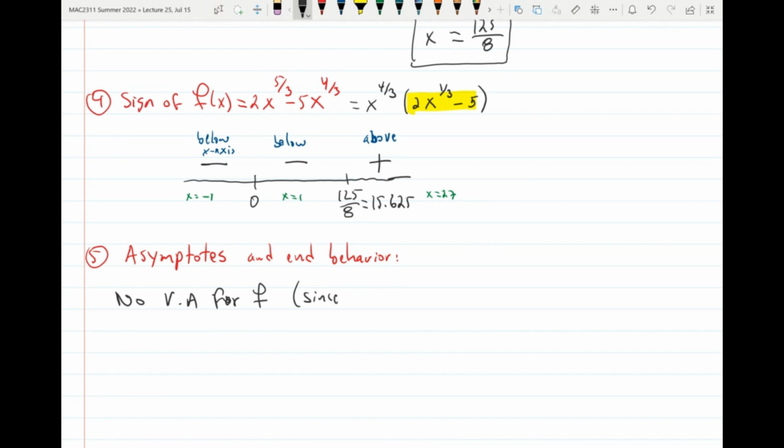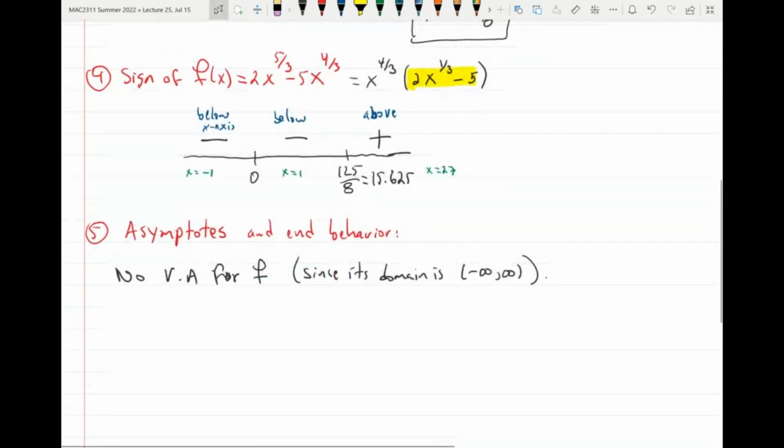And let me just say here, since its domain is all real numbers. Okay? So when you do the domain, if it is all real numbers, then that's it. You already know that you're not going to have a vertical asymptote. Now, if you get points at which the function is not defined, those are points that you should be considering for your vertical asymptote purposes. Okay, so keep that in mind. Okay, so no vertical asymptote.